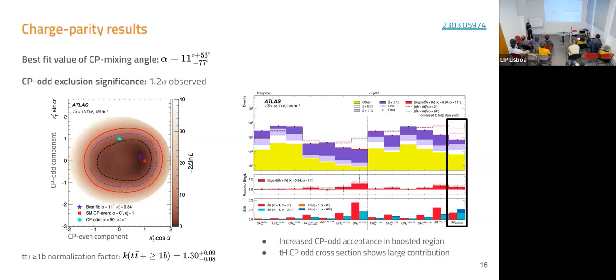And then you can also see here, this dark blue shows the TH CP odd component, and you can see that in the boosted region is where there's a larger increase for TH. And so this highlights both the importance of exploring the boosted regime and also the importance of taking TH into account in these types of measurements.